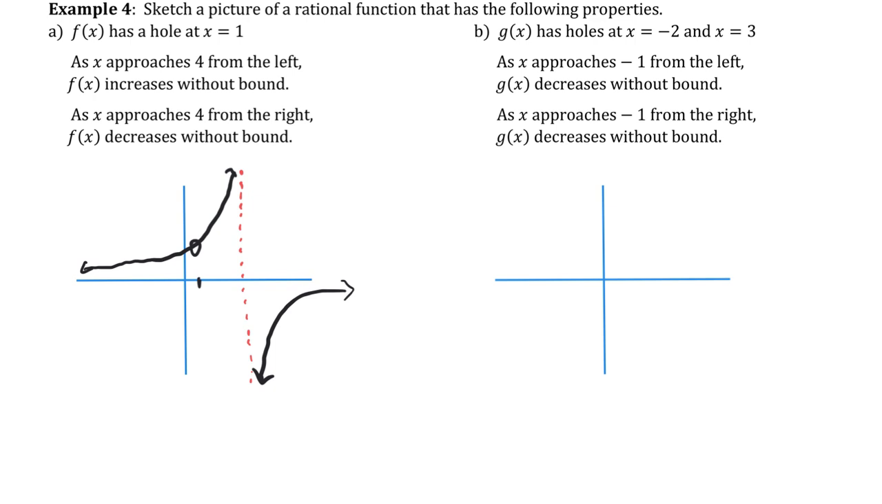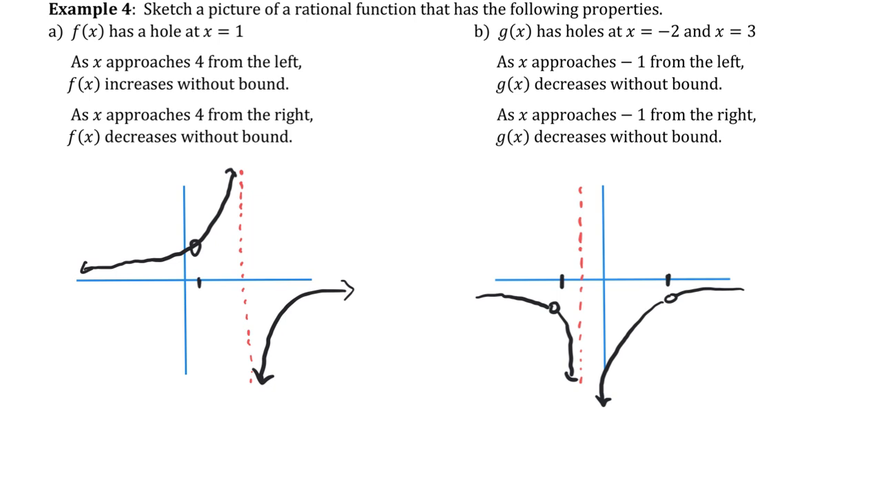I have 2 holes. I have a hole here at -2. I have a hole here at +3. At -1, it looks like I have some asymptote idea here. So at -1, put my asymptote. All right. Both of them are decreasing without bound. All right. So I can come this way. Let's go back to black. Come this way. And then I'm coming this way. And it looks something like that.